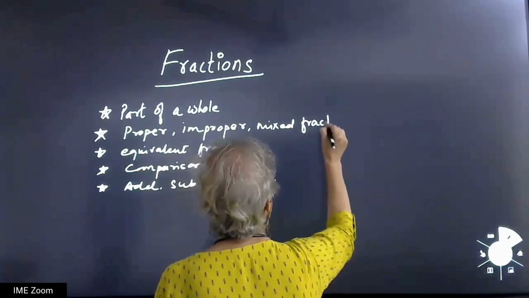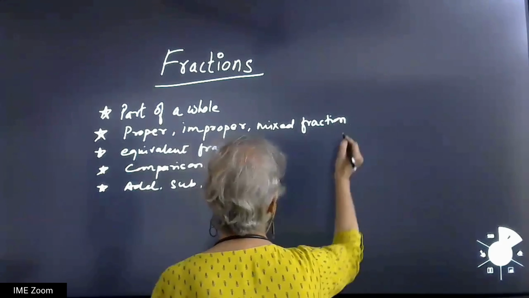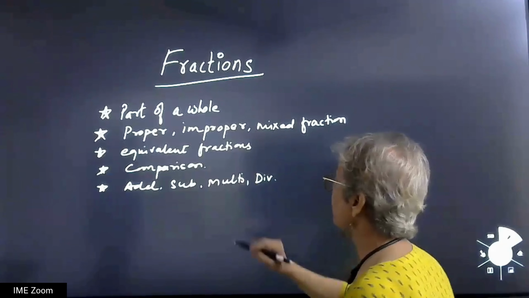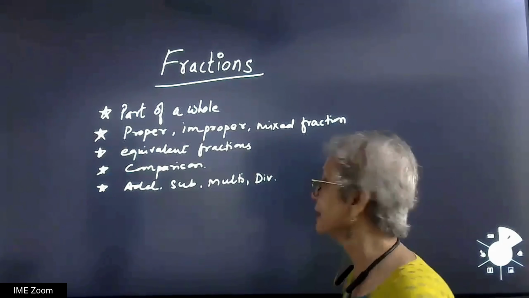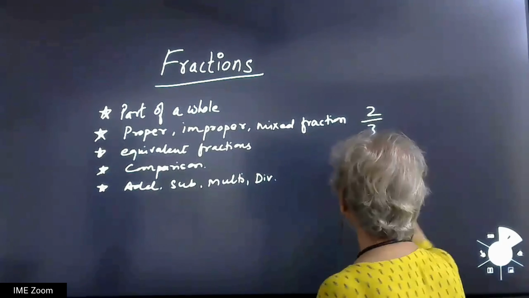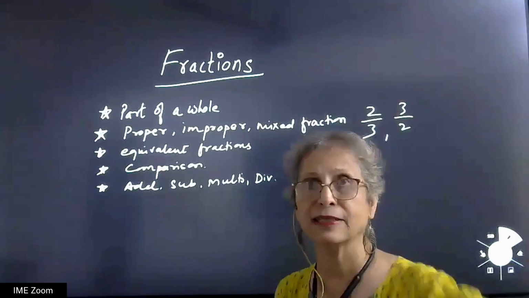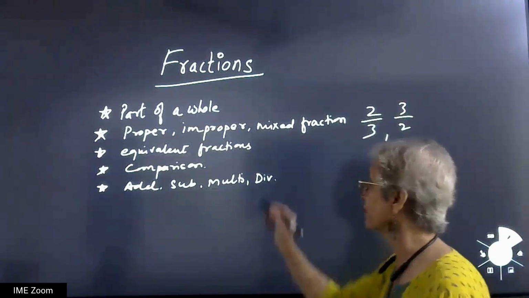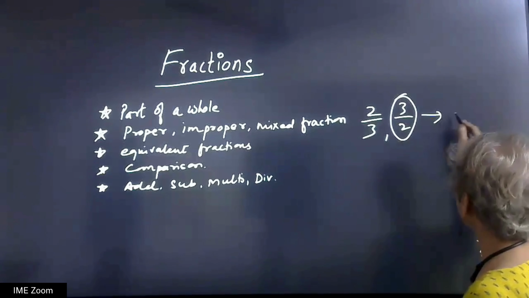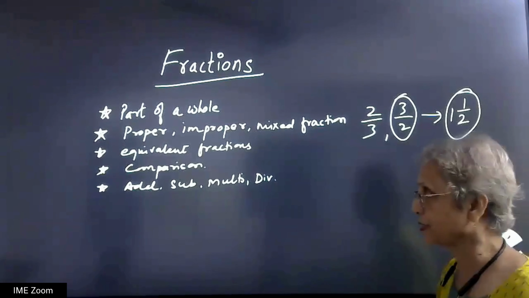Mixed fraction means it has an integer, that is, a whole number, and a fraction together. What is proper? Proper means numerator is less than denominator. That is 2 by 3 is a proper fraction. And 3 by 2 is an improper fraction. When numerator is greater than denominator, it is an improper fraction. And what is mixed? This improper fraction can be written as one integer 1 upon 2. This is called mixed fraction.